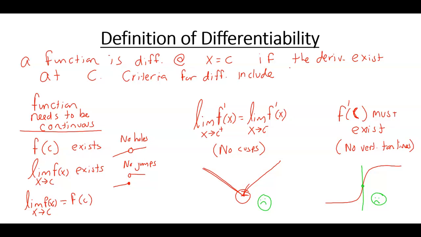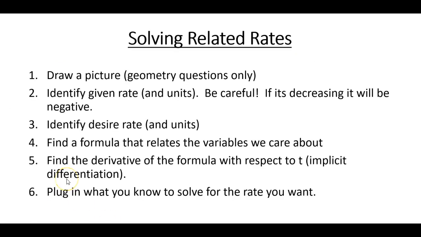which means your function is not differentiable. So really we have three criteria that we need to make sure are in place for a function to be differentiable. It needs to be continuous, the slope from the left and the right have to be the same, and the function must exist. Okay, so that's the stuff that's required for differentiability. Let's go ahead and move on here.